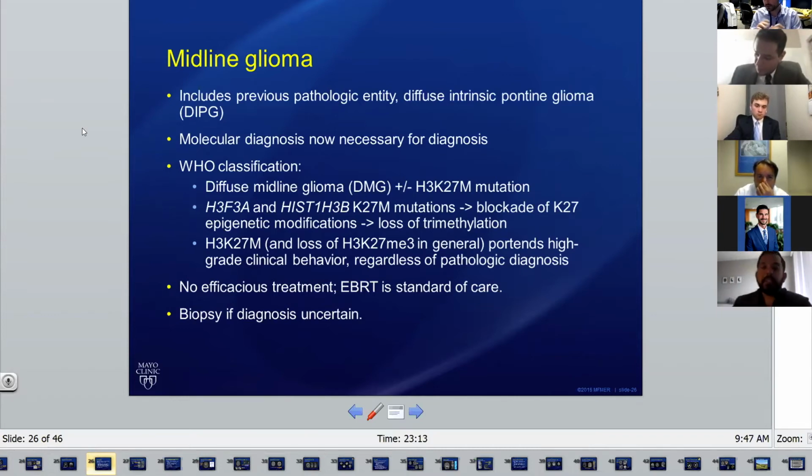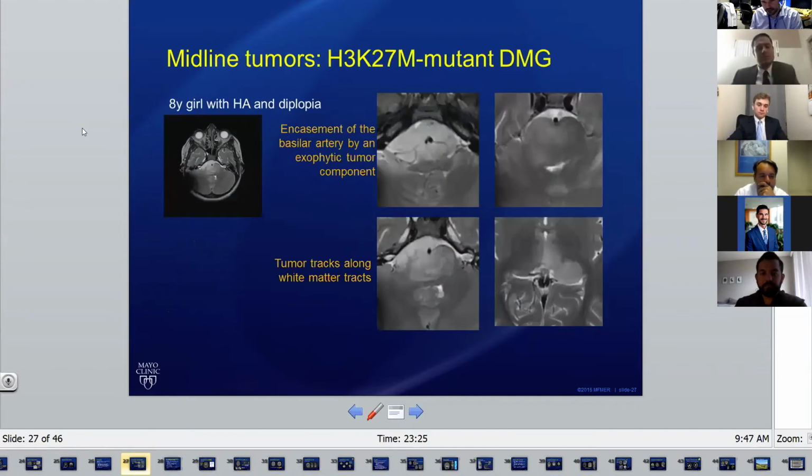There's no efficacious treatment for this tumor because of its location. It's not amenable to surgical resection. But in cases where the clinical diagnosis is uncertain, we as neurosurgeons can step in and offer a tissue diagnosis. So this is a pretty characteristic example of what used to be called a DIPG, or an H3K27M-mutant diffuse midline glioma. So this is an 8-year-old girl who presented with double vision.